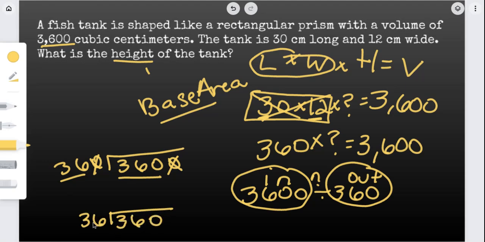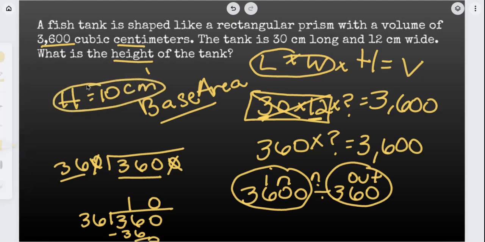All right. Oh, and 36 into 36, I know is going to go one time. And that's going to leave me with 0. And so then I know I just have to bring that extra 0 up. So it looks like in this particular case, my height is going to be 10, but I want to remember centimeters. So my height is 10 centimeters.